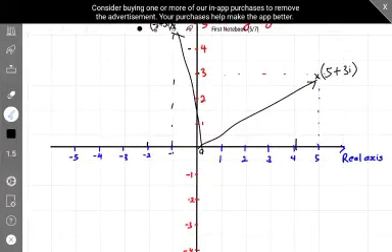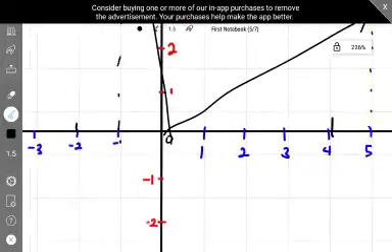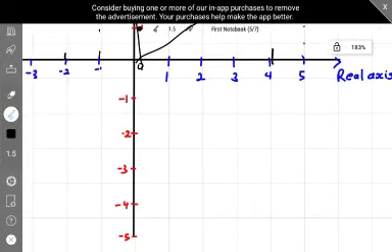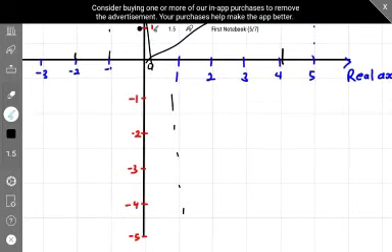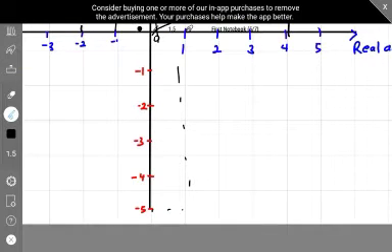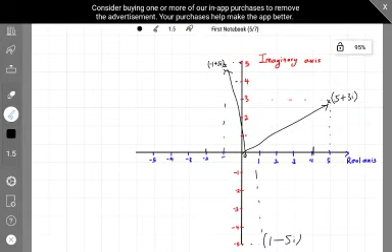For the third one, we have 1 minus 5i. So the real number is 1 and the imaginary number is minus 5i. We have 1 and minus 5i somewhere around here. So this is the point 1 minus 5i. So this is how to represent complex numbers on the Argand diagram.